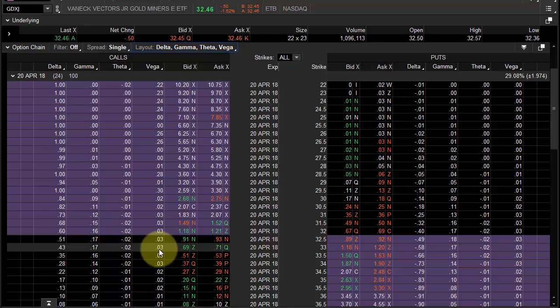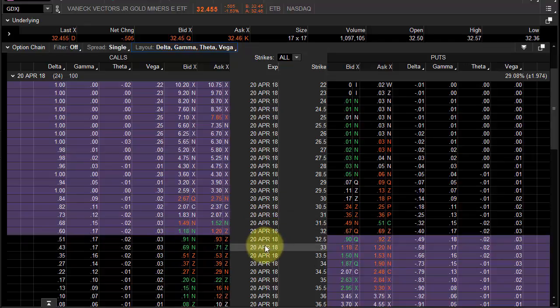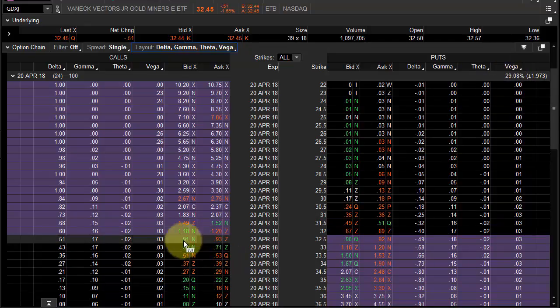Vega. People think Vega is volatility. Vega is not volatility. Come on, guys. Vega, 0.03. What this means is if GDXJ volatility is at 29%, and it rallies to 30%, if the VIX goes higher, the market goes lower, if there's more uncertainty in the market, if the Vega is 3, if that volatility goes from 29 to 30, these options will rise 3 cents because of that move in volatility. The Vega shows the effect that volatility will have on the pricing of options.